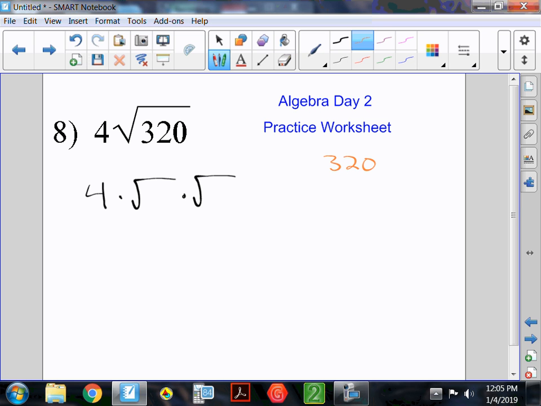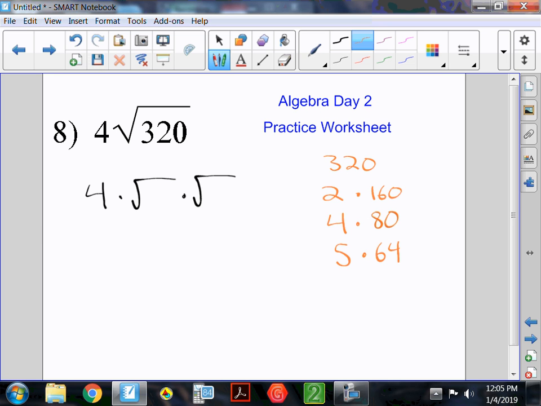If I do 320 divided by 2, I get 2 and 160. 320 divided by 3 gives you a decimal. 320 divided by 4 gives you 80. So 4 times 80 gives you 320. 320 divided by 5 gives you 64.